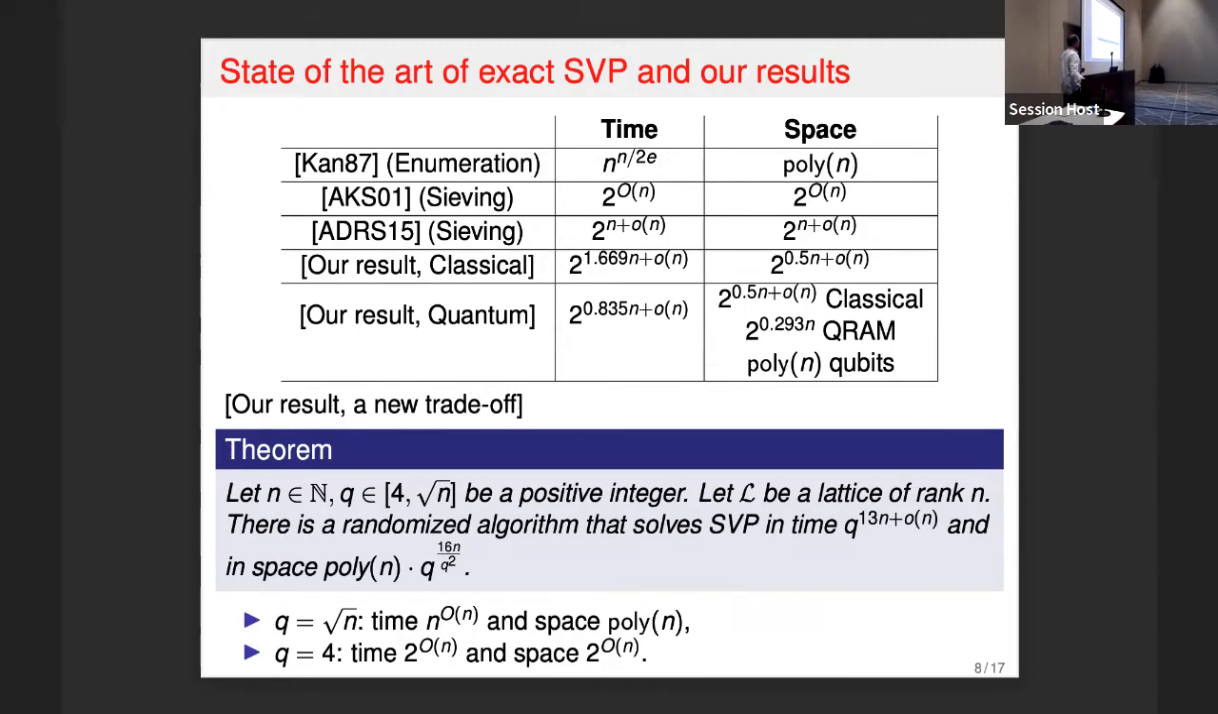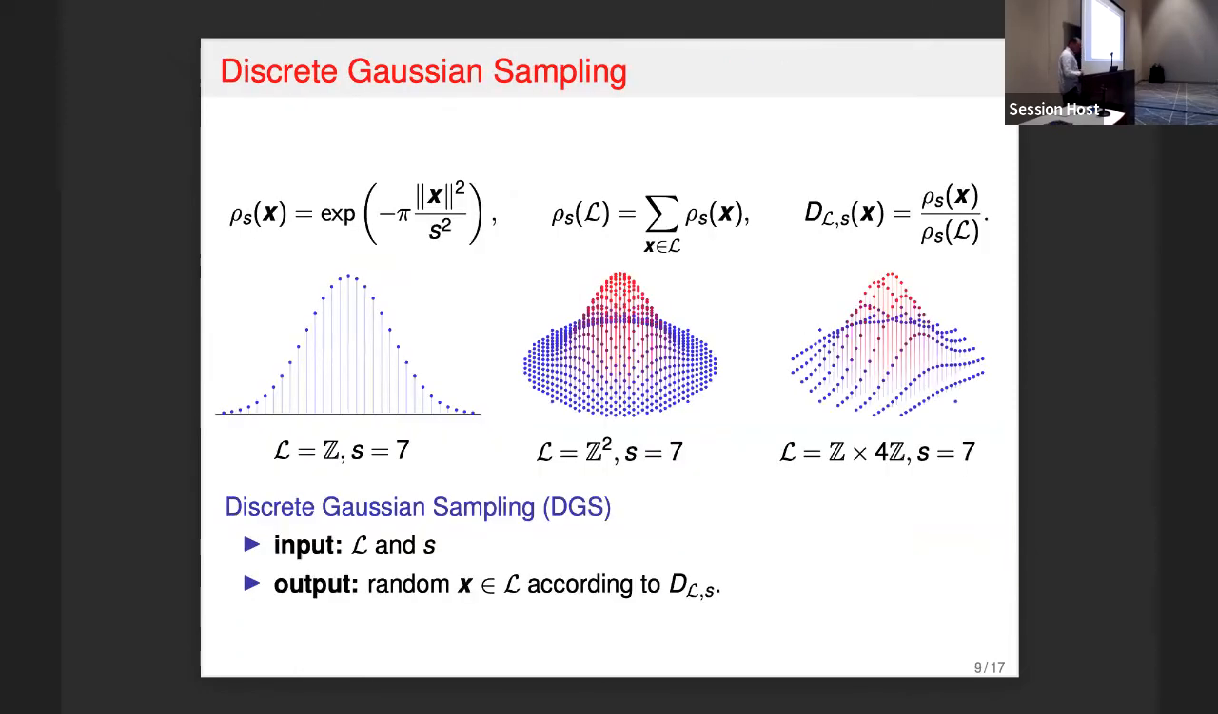Now, in this talk, I will only focus on the quantum algorithm. So let's look into this reduction. The first component of our algorithm is discrete Gaussian sampling. So what is discrete Gaussian sampling? We want to sample a vector from a lattice, where the probability is proportional to exponential of minus pi times the norm of the vector squared divided by s squared.